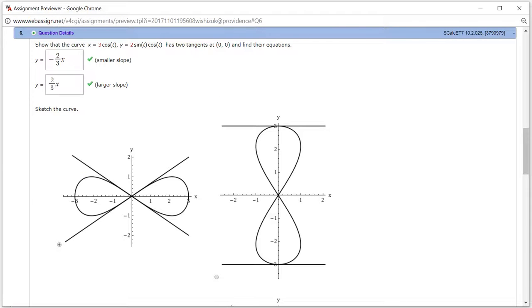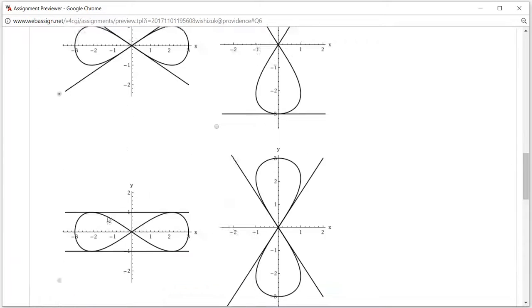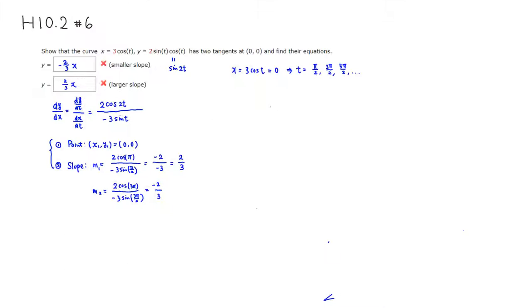It came back and looks like we got the equations correctly and we got the picture correctly. That's it. I hope that this was clear.